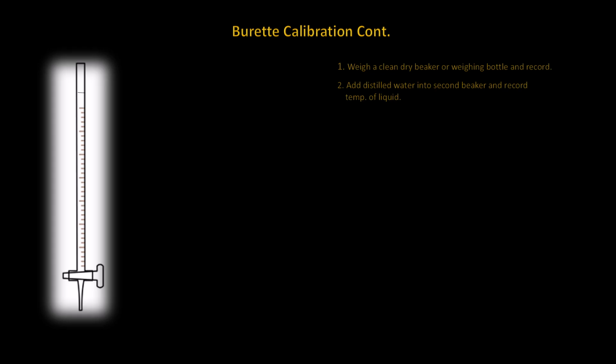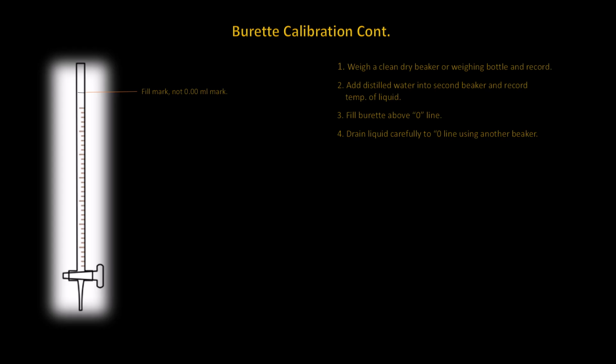Once the temperature is recorded, the burette is filled to a point well beyond the 0 mL or 0 cubic centimeter mark. A second beaker or suitable container is used to carefully dispense the liquid, dropwise, until it reaches the 0 mark on the burette. The tip of the burette is touched against the side of the container to remove the last drop adhering and discarded. The previously weighed beaker or weighing bottle is now used.